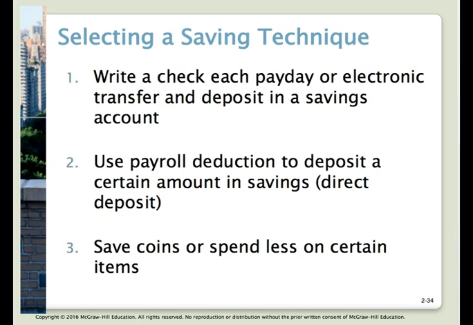Since most people find savings difficult, financial advisors suggest several methods. One of the things that you can do is to write a check each payday and deposit it in a distant financial institution. That way it makes it a little harder to get to those dollars. You can use payroll deductions or direct deposits. A lot of times you don't miss the money because it was never deposited into your account. It's just part of what comes out of your check, like your taxes. You can save coins, and you'd be surprised sometimes how much you can save in saving coins, but don't let that be your only savings. And then spend less on certain items with the thought that the money that you're not spending is being used towards savings.